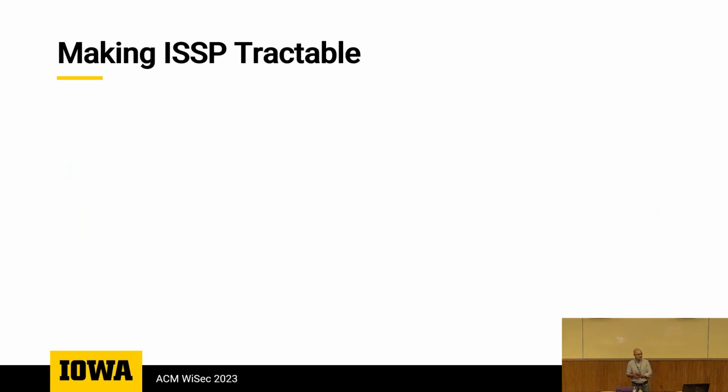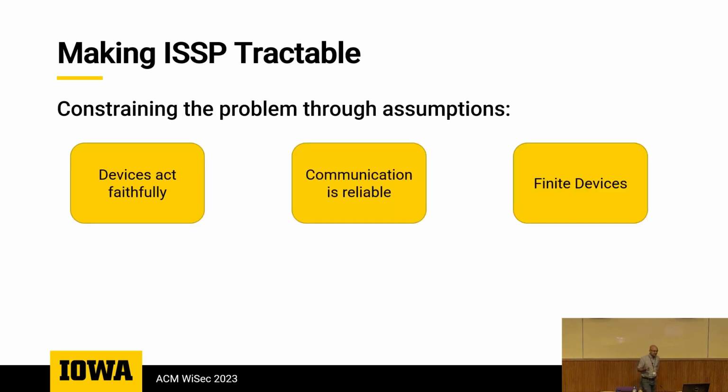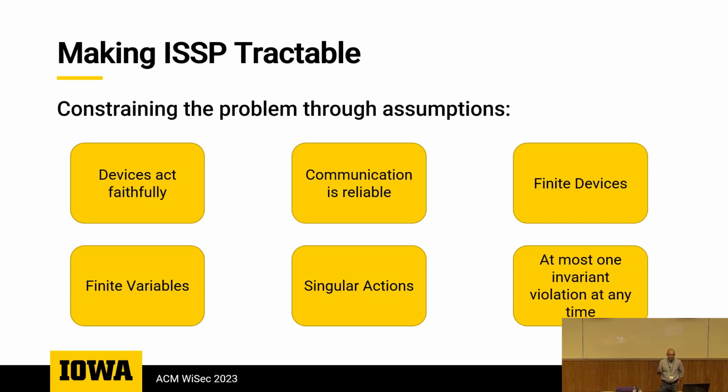so that eventually it becomes stable. You can also assume that devices always act faithfully, communication is reliable, and there are finite devices in your system. You have finite variables. At each step, there is one single action happening, and at most one invariant gets violated. Now, if you make all these assumptions, you can reduce this problem, the decision version, to a model checking problem that is solvable.